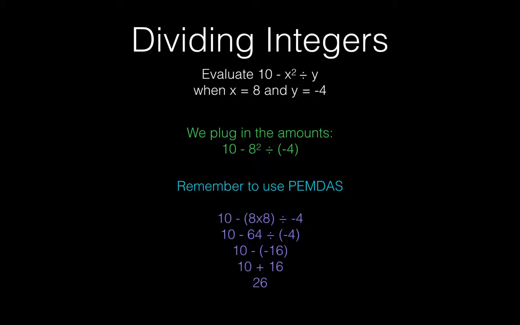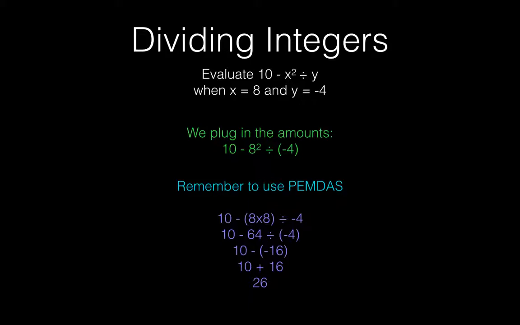Please remember to use PEMDAS. So the first thing we have to do, there's no parentheses, so we do the exponent. 8 times 8 equals 64. So on the second line of the purple, you have 10 minus 64 divided by negative 4. Then we don't have multiplication, so we do division. 64 divided by negative 4 is a negative 16.